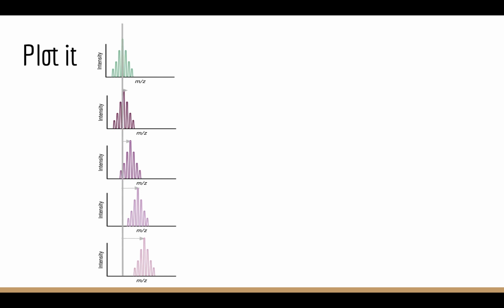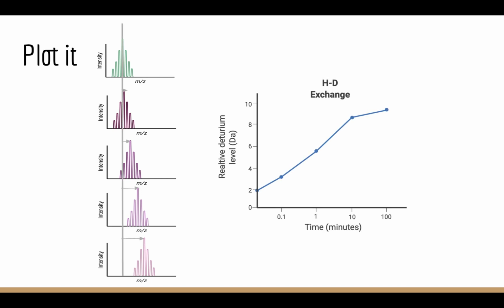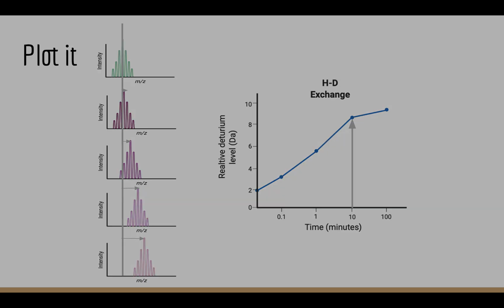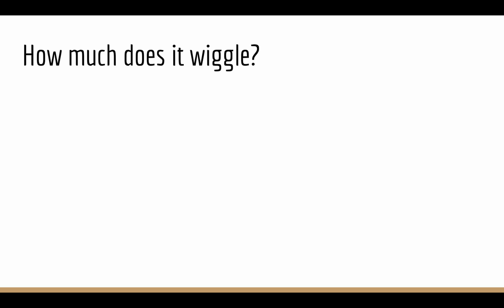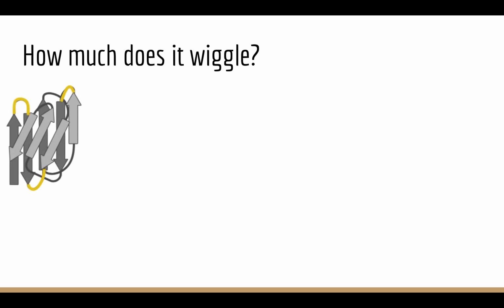We can plot this difference, looking at the shifts in our peaks over time. And we know how heavy deuterium is, thus we know how much deuterium was exchanged for hydrogen. Here we see a big increase up to 10 minutes, and then our deuterium exchange leveled off from 10 to 100 minutes. And we can learn more about the dynamics of the protein through this.